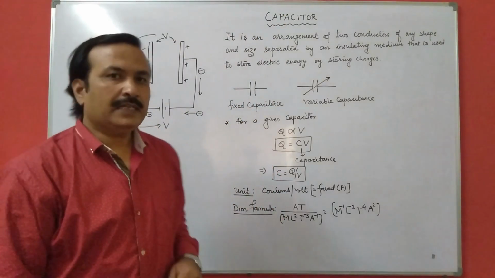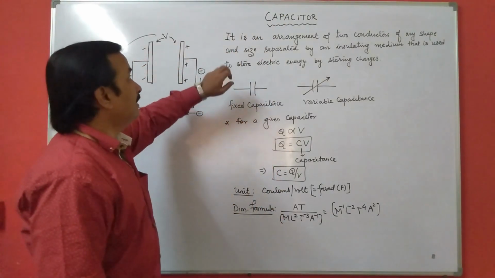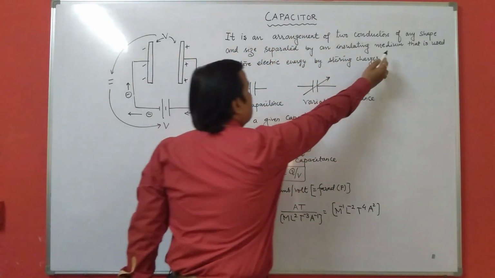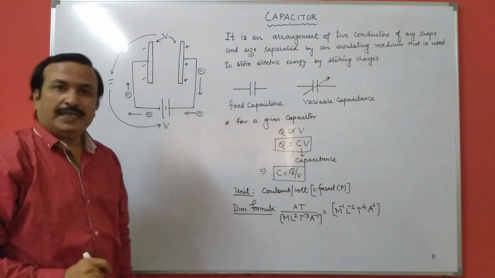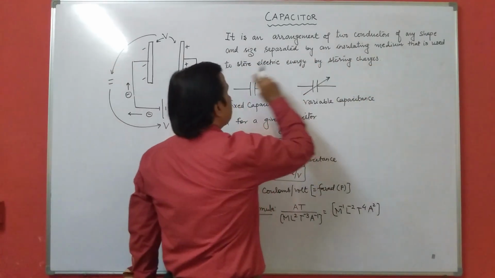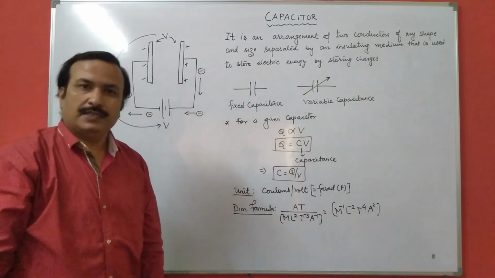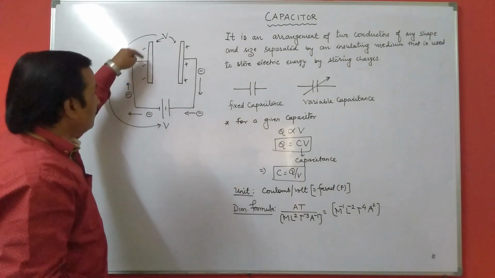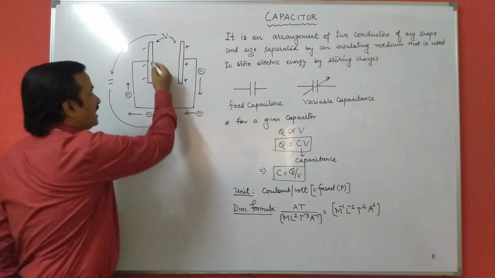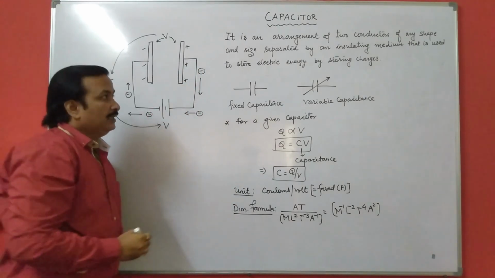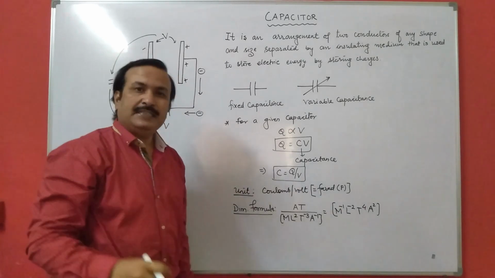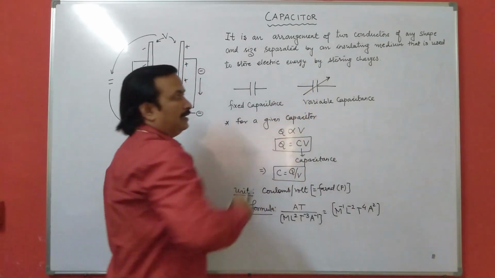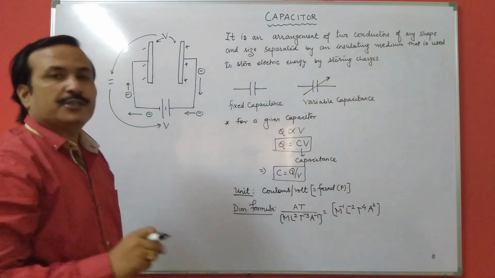So children, we can conclude now that these capacitors are the arrangement of two conductors of any shape and size separated by an insulating medium that is used to store electric energy by storing charges. हमने देख लिया पहले कि कैसे वो चार्ज होते हैं, how we are charging these parallel plates, one positively charged, another negatively charged when we connect to the battery. तो ये जो कैपेसिटर है, किसी भी शेप के हो सकते हैं, किसी भी साइज के हो सकते हैं, और क्या पर्पस है इनका? We store the electric energy by storing the charges.